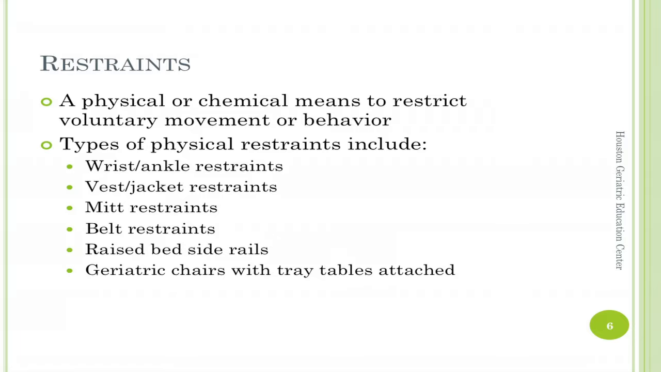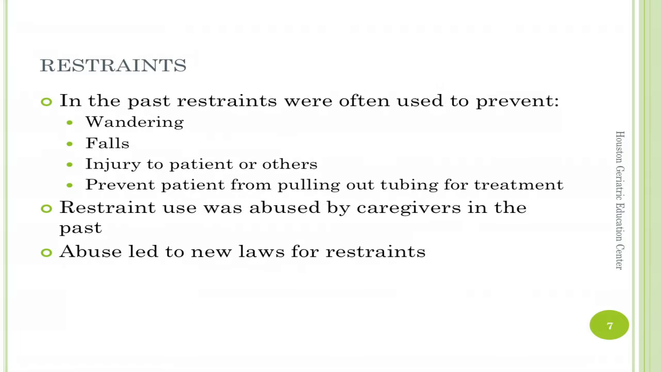In the past, restraints were often used to prevent wandering, falls, injury to the patient or to others, to prevent patients from pulling out tubing that are being used for treatment, such as IVs and feeding tubes. Unfortunately, restraints were abused by caregivers in the past, and as a result of this abuse, new laws were passed that address the use of restraints.